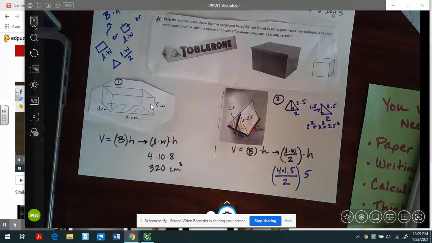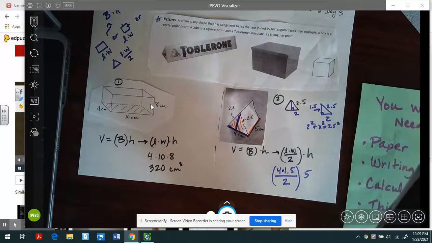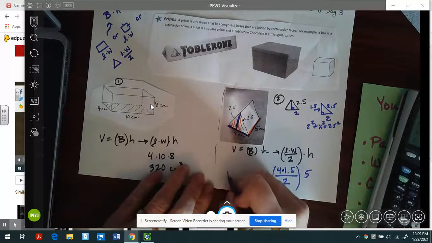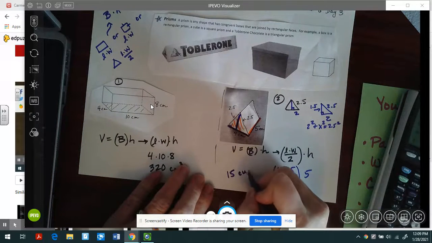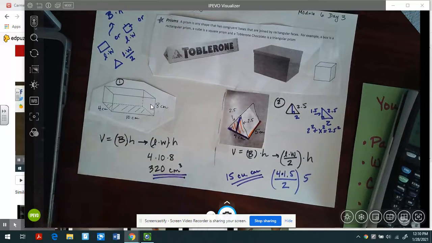I've got 4 times 1.5 divided by 2, and then I'm multiplying that by 5. And it looks like I got an answer of 15 cubic centimeters. So notice you can either put the little 3 on your units to be cubed, or you can put cube before it, and everyone understands that. All right.